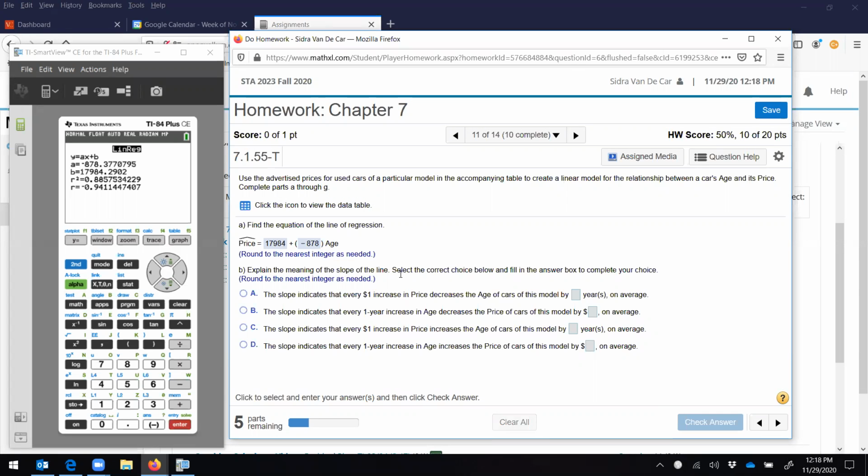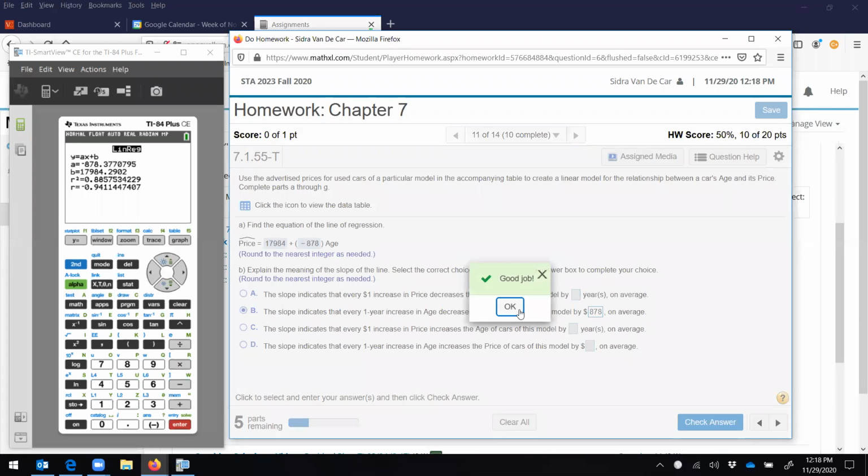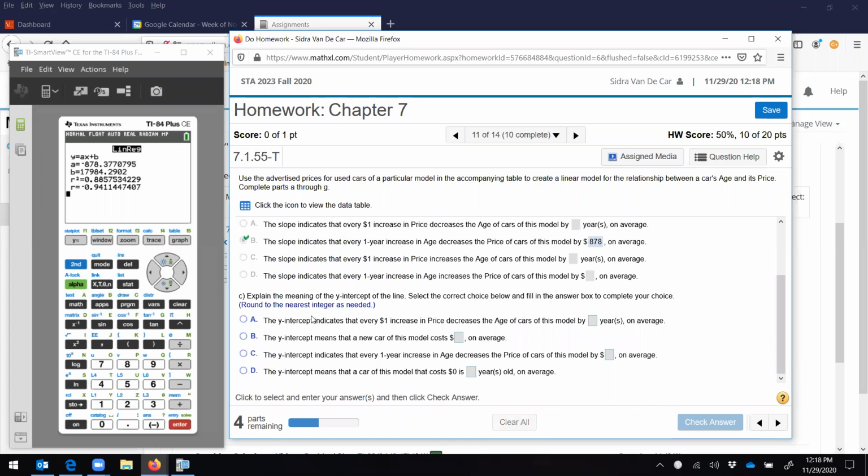Explain the meaning of the slope. So every year up in age takes off about $878 from the purchase price. Explain the meaning of the y-intercept. So that means that a new model car would be about 17,984.